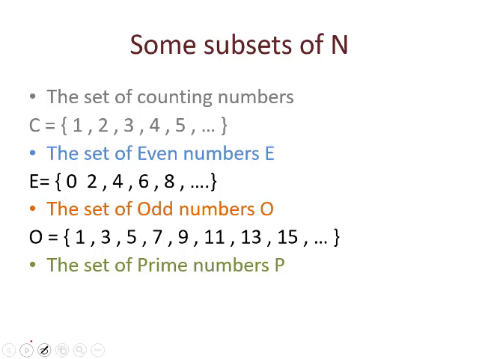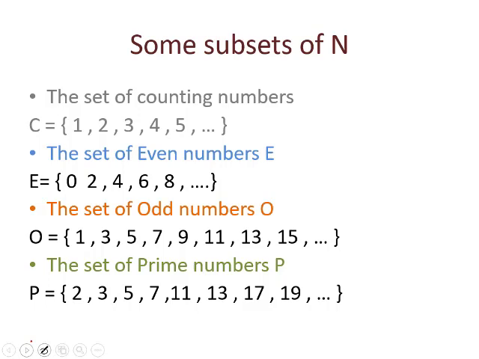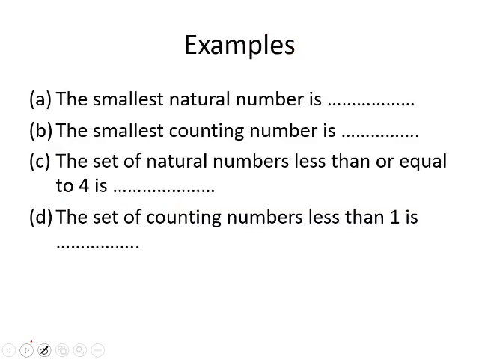And the last subset is the set of prime numbers, P. The set of prime numbers P, we also know it from primary 4 and 5. P equals 2, 3, 5, 7, 11, 13, 17, 19, and so on. Let's see now some examples.